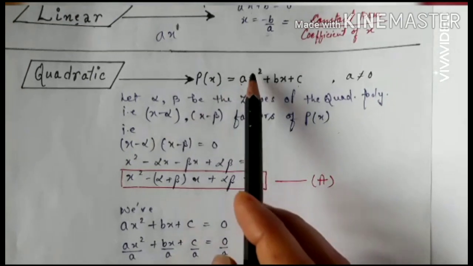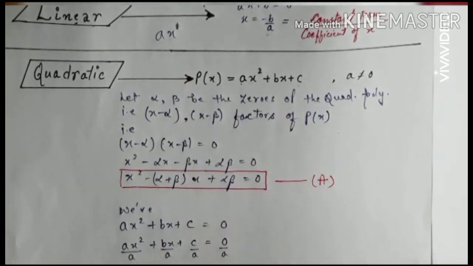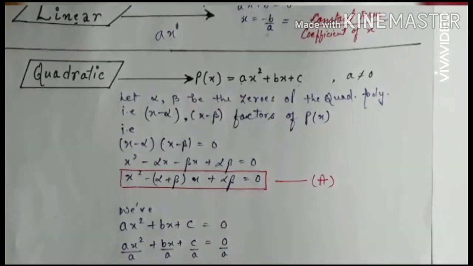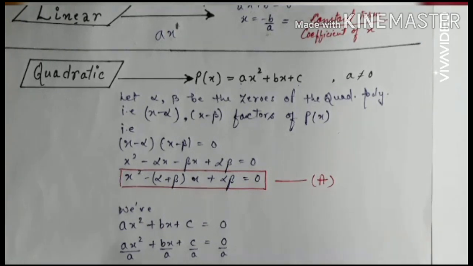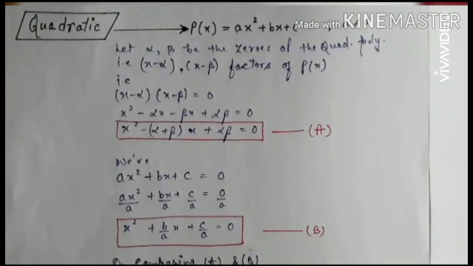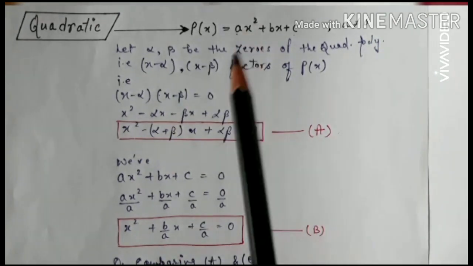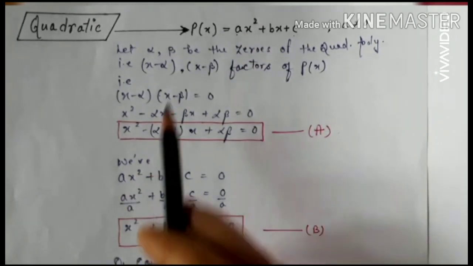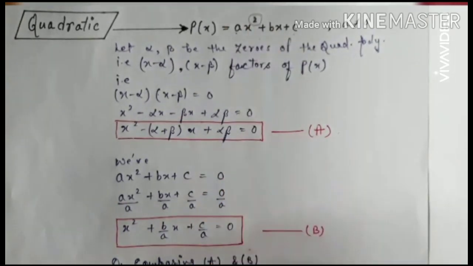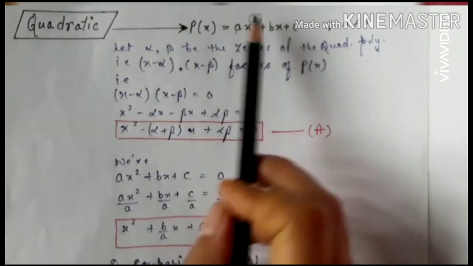To find the relationship between zeros and coefficients of a quadratic polynomial, we will use a derivation. Derivation helps you see how the result comes. You can also learn the formula directly, but the main thing is that you have to know how it comes. So first, if this is a quadratic polynomial, how many zeros will there be? 2. Why 2? Because the degree is 2.